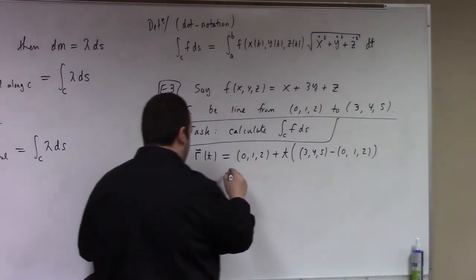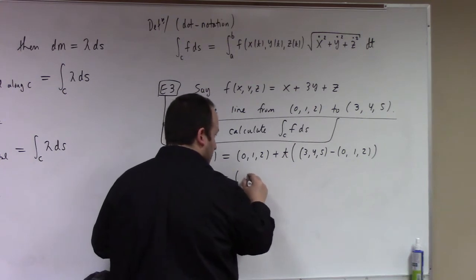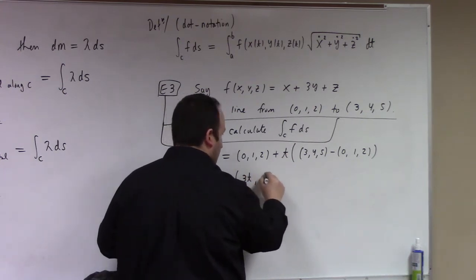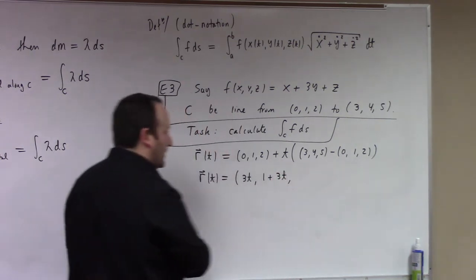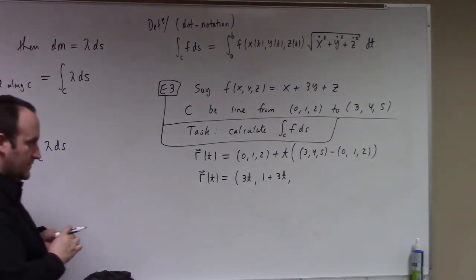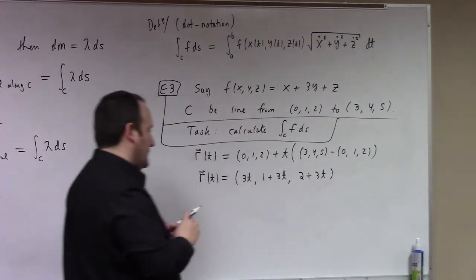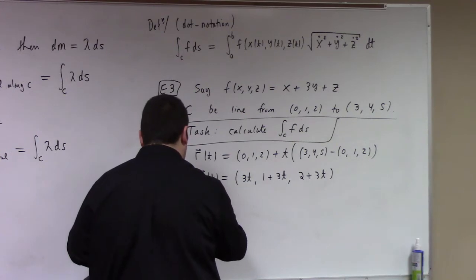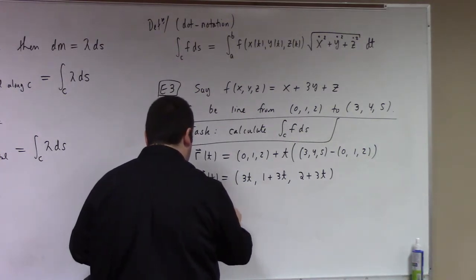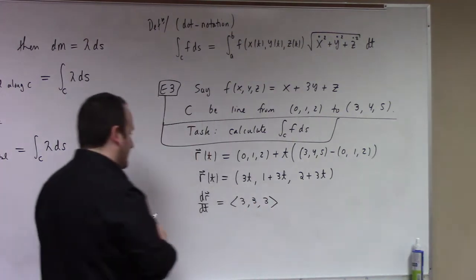So in other words, we get r of t is equal to, what is it? 3t, 1 plus 3t, and what do we got? 2 plus 3t. So what's the speed? Well, what's dr dt? We got 3, 3, 3. Oh, it's kind of boring. So what's the speed here?